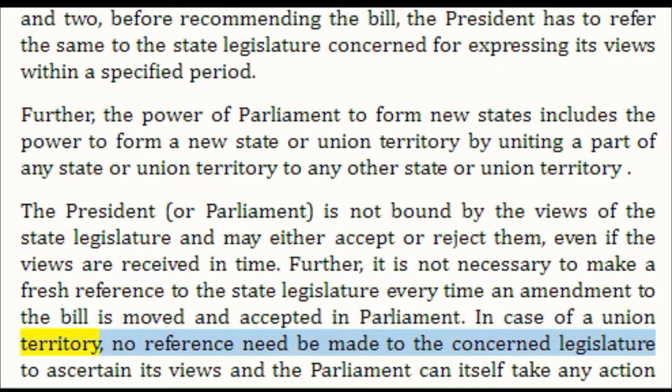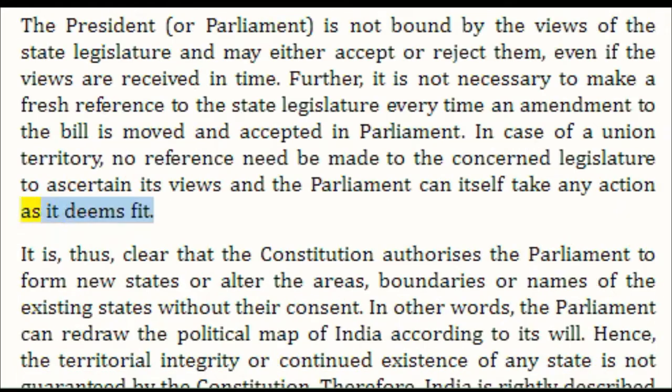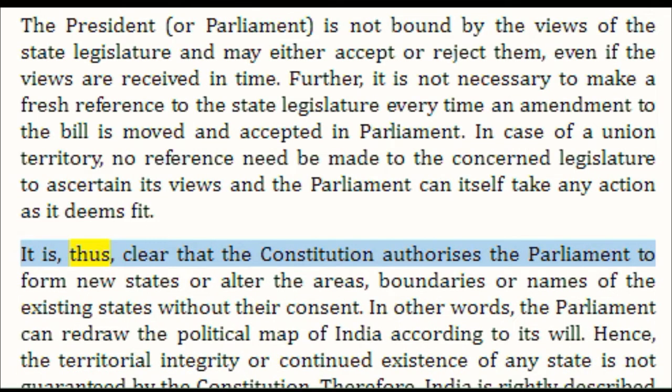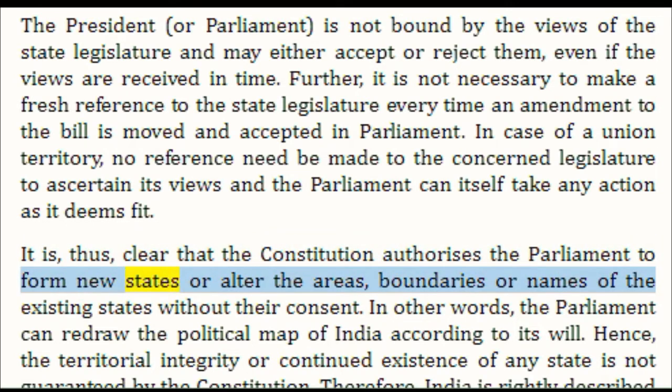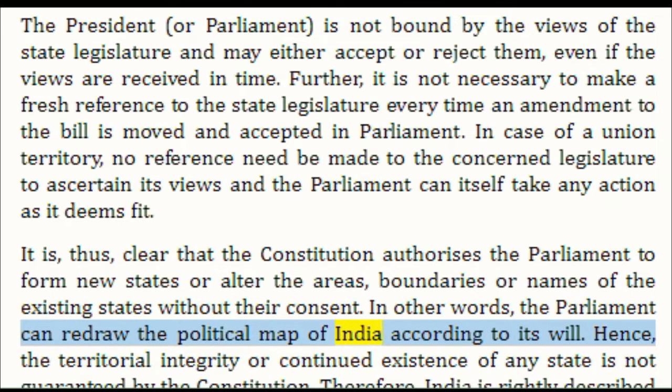In case of a union territory, no reference need be made to the concerned legislature to ascertain its views, and the Parliament can itself take any action as it deems fit. It is, thus, clear that the Constitution authorizes the Parliament to form new states or alter the areas, boundaries or names of the existing states without their consent. In other words, the Parliament can redraw the political map of India according to its will.